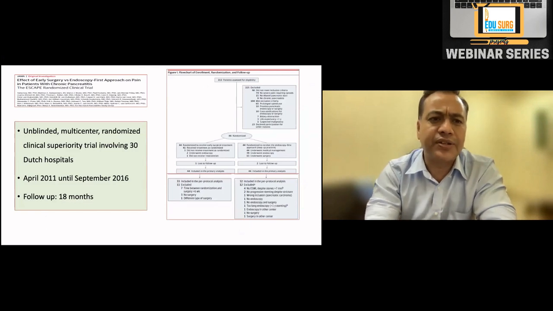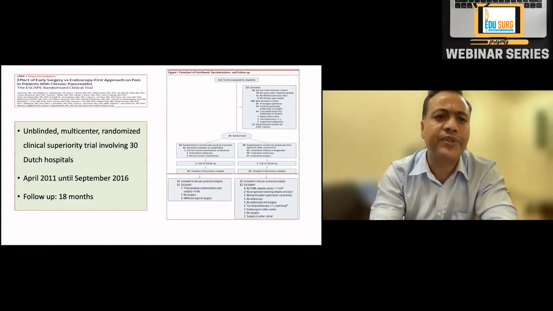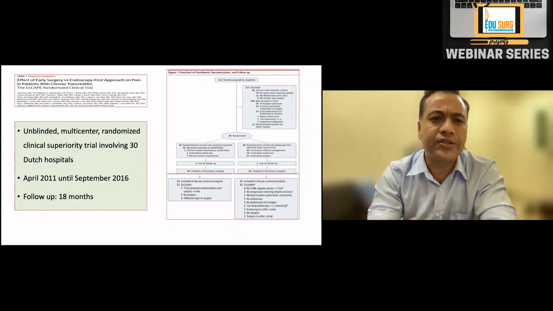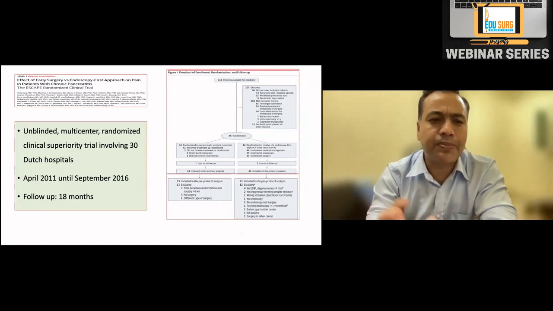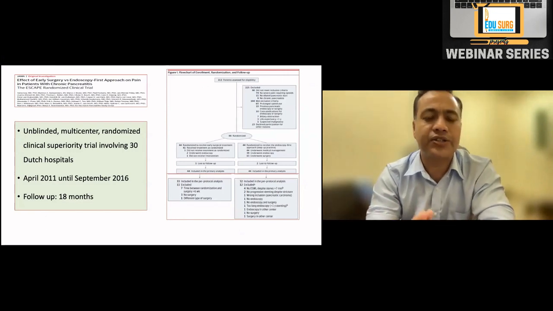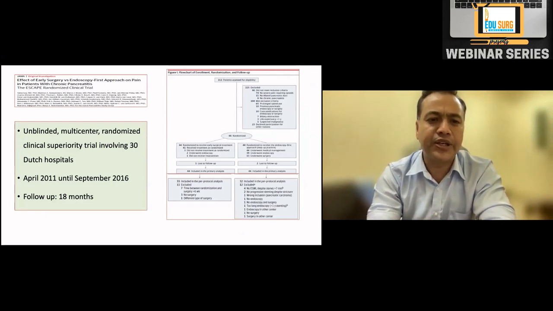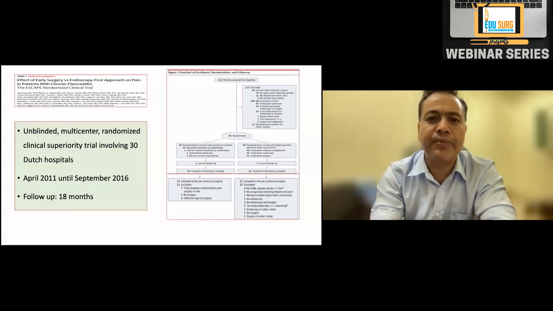The recent evidence comes from the ESCAPE trial. I think most of us are well aware of this trial, where early surgery was compared with the step-up approach, where patients are first put on medical treatment, then endoscopy, and then finally surgery, versus the other group where early surgery was offered. This was an unblinded, multicentric, randomized clinical superiority trial involving 30 Dutch hospitals, done over a 5-year period, and the follow-up was 18 months. 44 patients in each group were compared.